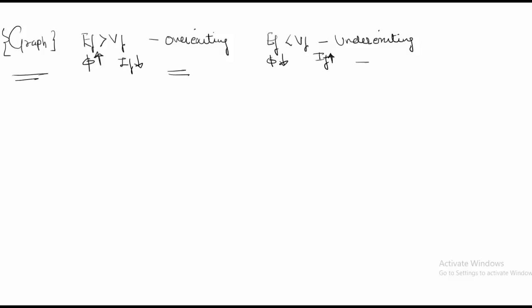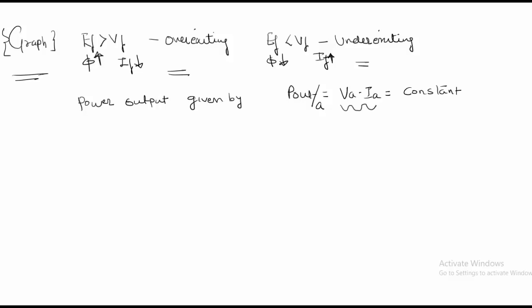So what will happen now is, if I plot a simple graph by taking the VA voltage as the reference, my power output, given by P out for phase A, is equal to VA into IA, which is constant. So my VA is also not changing, my IA is also not changing.